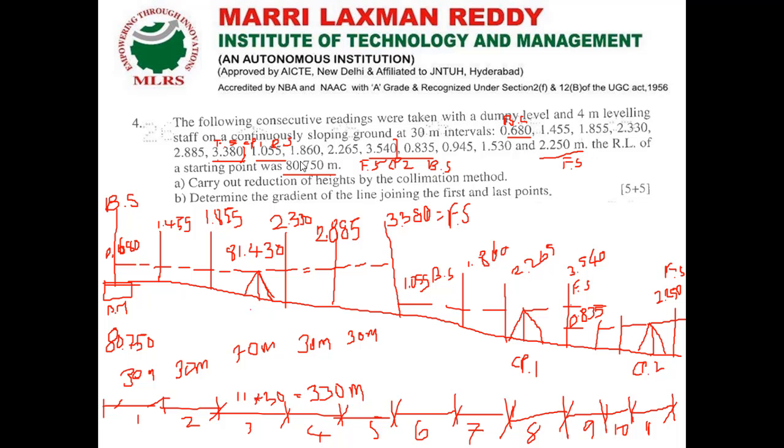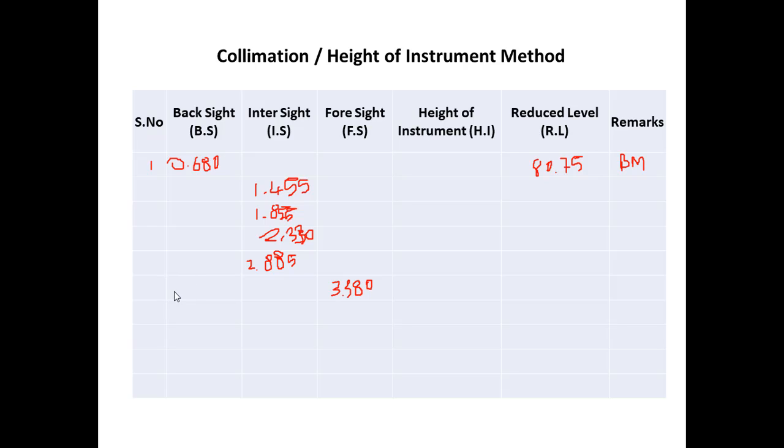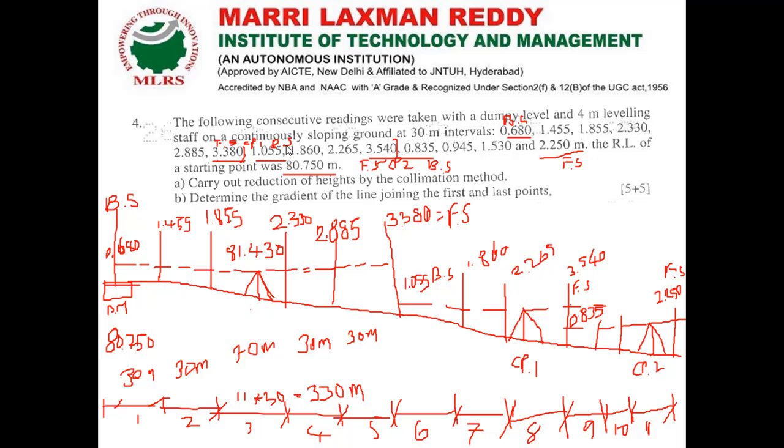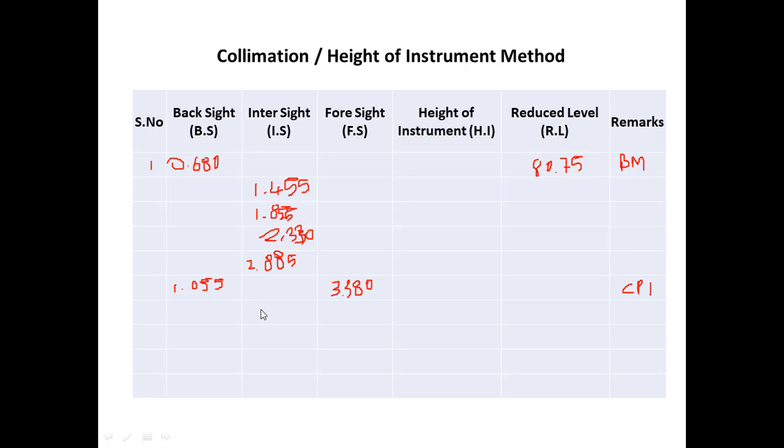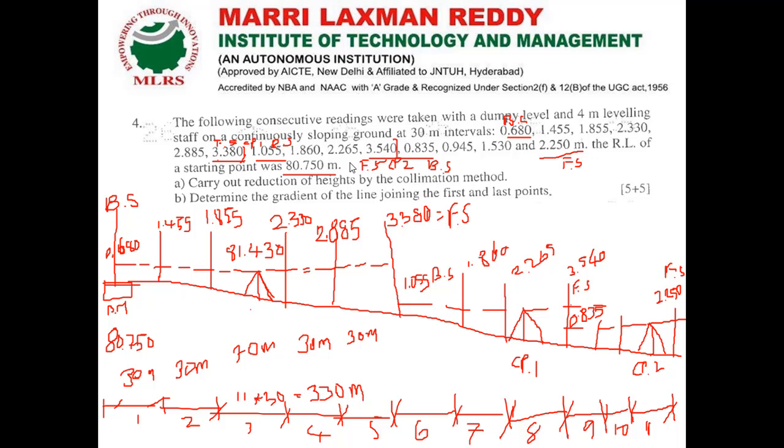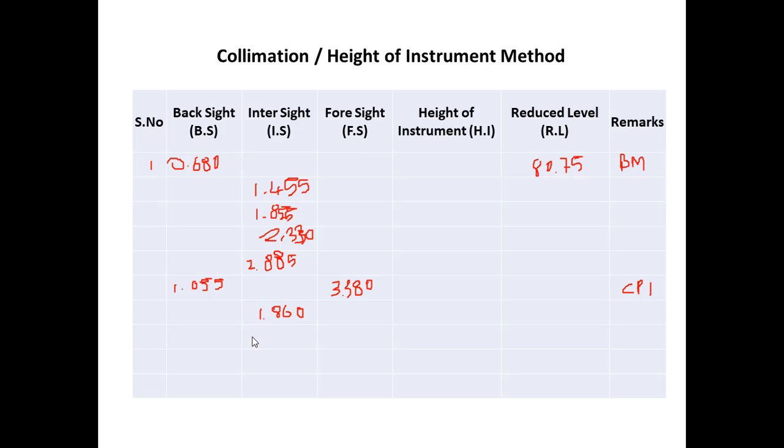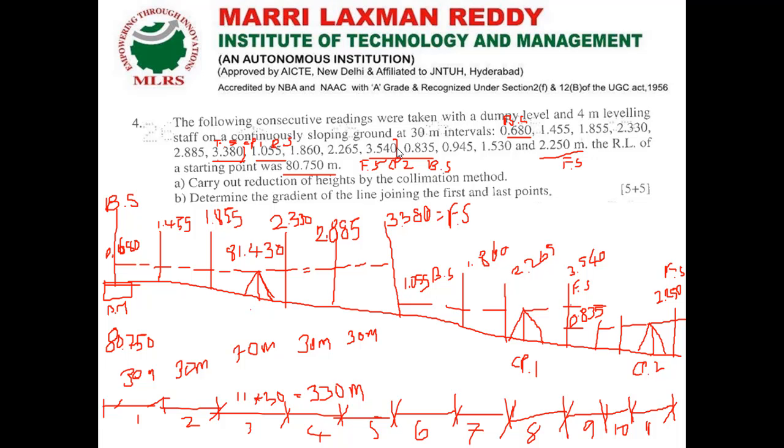Next reading 1.055, this is a change point, so 1.055 should be written in the backsight. And now in the remark we have to write this is CP1. And next reading 1.860, then 2.265, and 3.540 is the foresight reading.